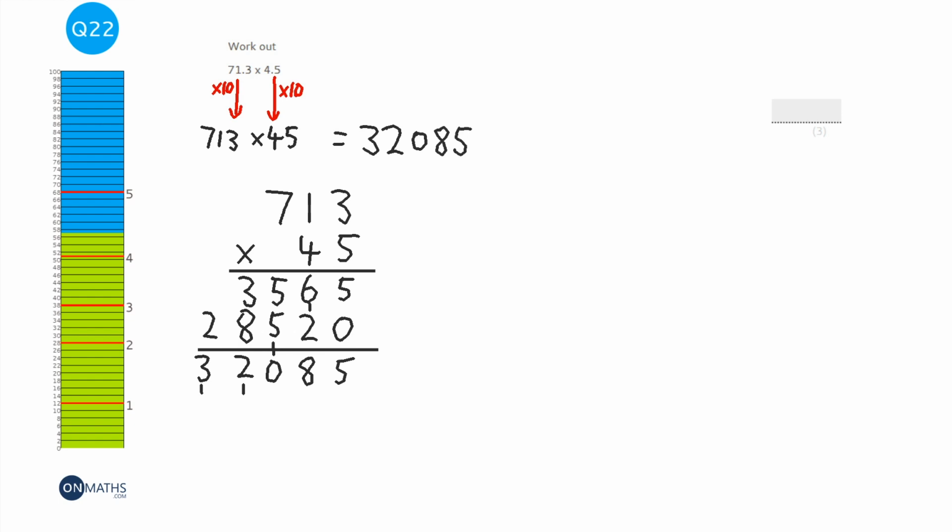32,085, but the problem is we times two numbers by 10, so we need to undo that. We do that by dividing it by 10 and then dividing it by 10 again. So in total we've divided it by 100. So it's going to be 32 with a 0 and then 0.85. So the answer is 320.85.